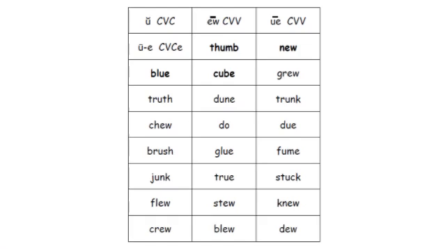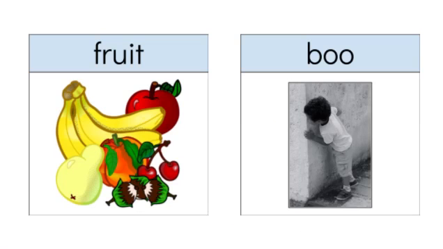There are a couple of other spellings for the OO sound you might be familiar with. The OO that we hear in fruit and OO as in boo, if you jump out to scare somebody. But those patterns are for another day. We're going to focus on the other ones today.